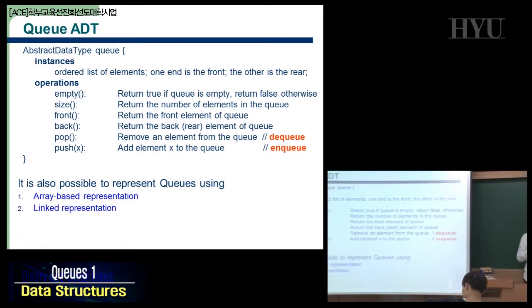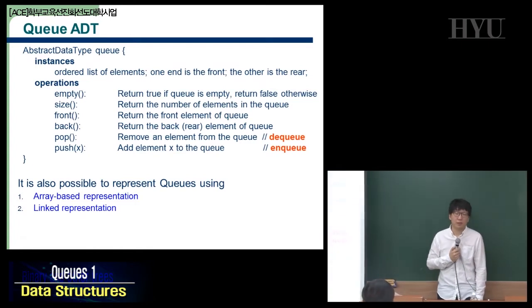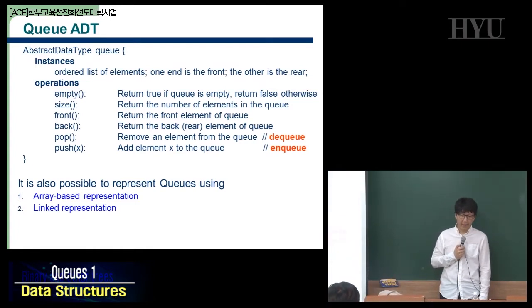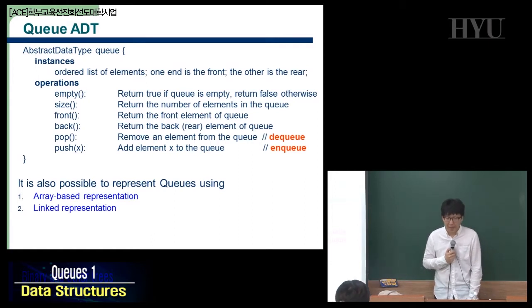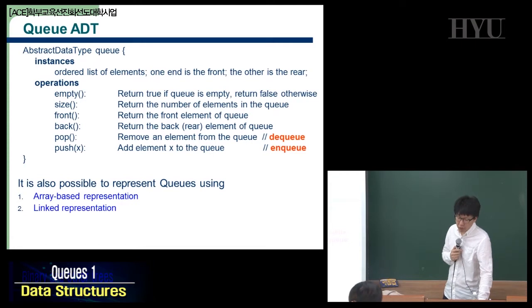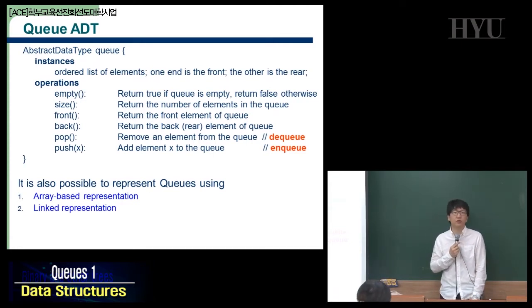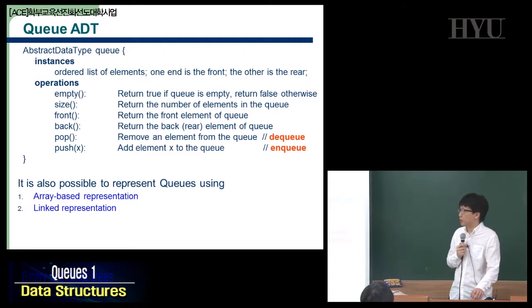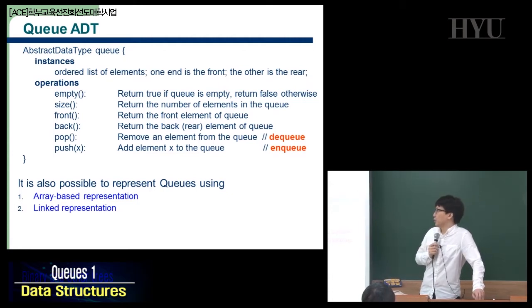Size: the number of elements in the queue. Front: return the front element of the queue. Back: return the back, rear element of the queue. Pop: remove from the queue, but I recommend using the term dequeue, taking an element out of the queue from the front. Push: add an element to the queue, and enqueue might be a better term to use in this queue context.